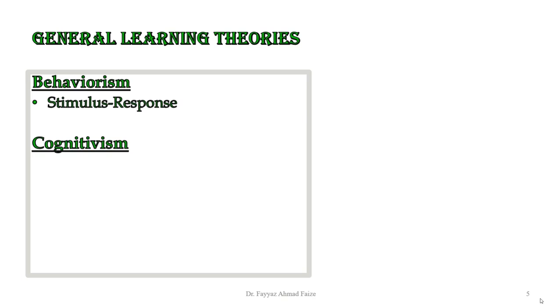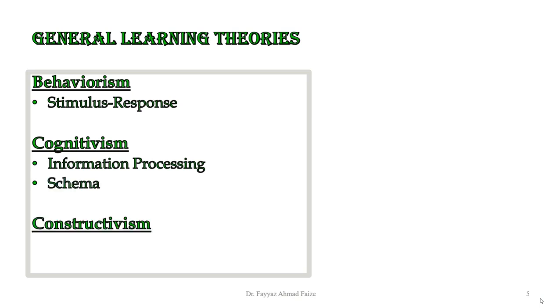About cognitivism, as we can see, the word is cognition. So this relates to understanding, relates to mind, relates to brain. So it relates mostly to information processing and development of schema. And the third is constructivism. So as the name represents, it relates to constructing information. So this would include inquiry-based learning and discovery learning.